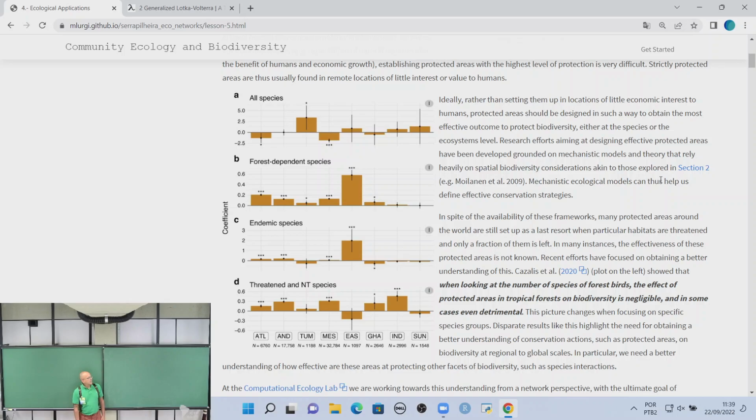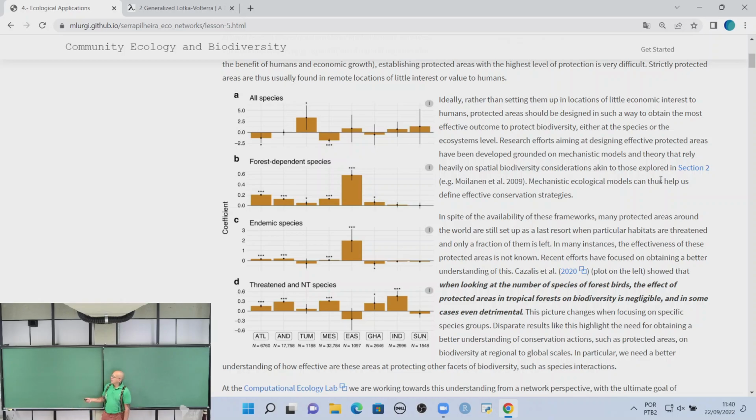And I guess this is related to what I wanted to talk about in this figure, which is the fact that sometimes we don't have good ways of quantifying whether these protected areas are being effective, right? And I think that is very important, especially if you are trying to design new networks of protected areas in which you want to enhance biodiversity.